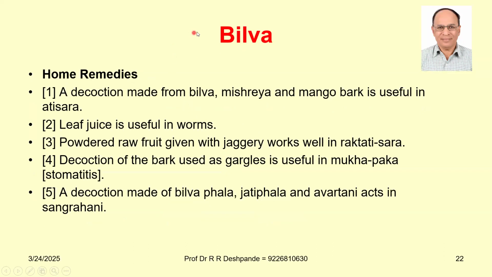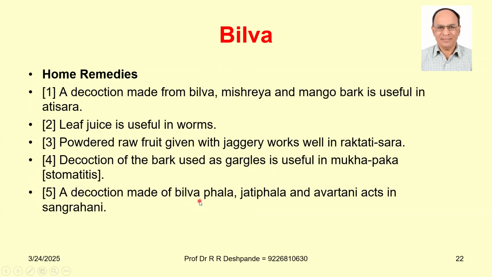Now, what are the home remedies with the Bilva? A decoction made from Bilva, Mishreya, and mango bark is useful in loose motion. Bilva leaf juice is anti-helminthic, acting on the worms: roundworm, threadworm, hookworm, tapeworm, amoeba, giardia. Powdered raw fruit of Bilva, given with the jaggery, works very well in Raktatisara, loose motions with blood. Decoction of the bark of Bilva used as a gargle is useful in Mukhapak, that is stomatitis.